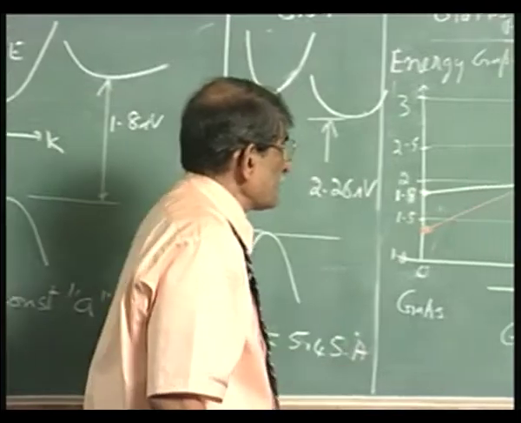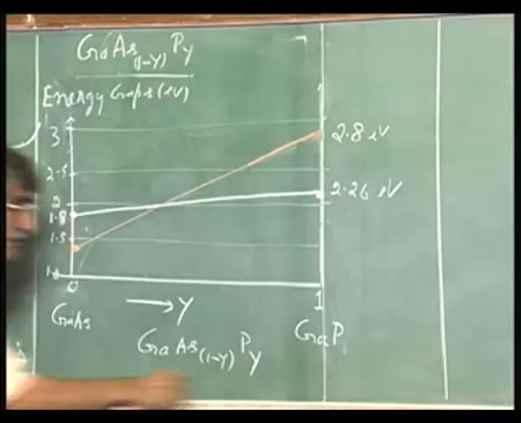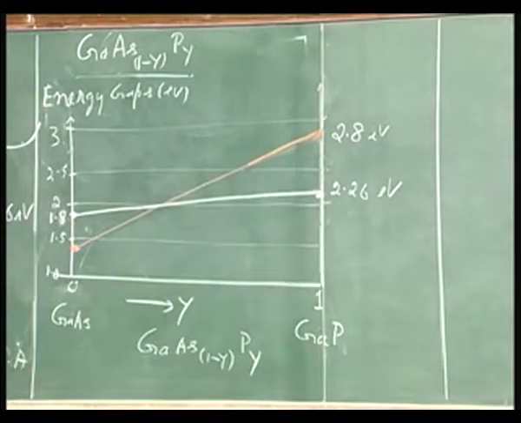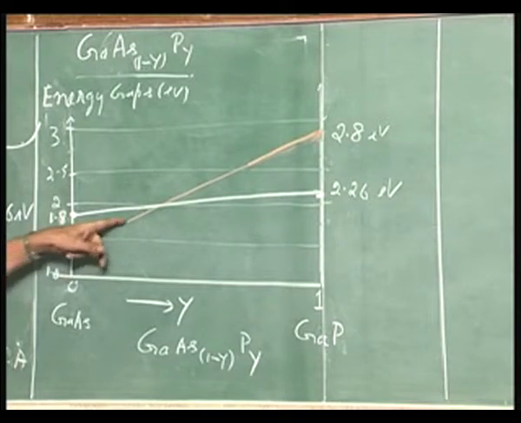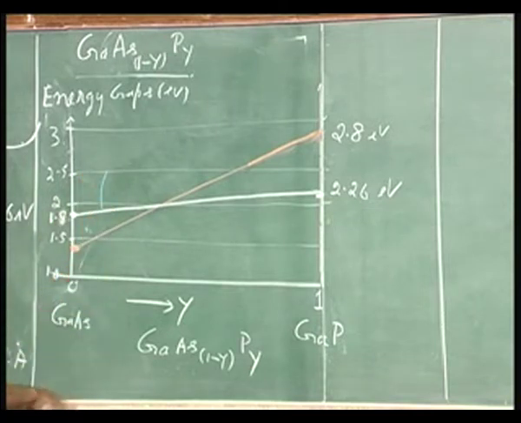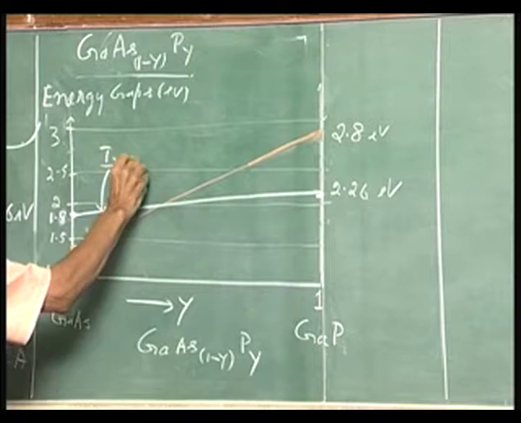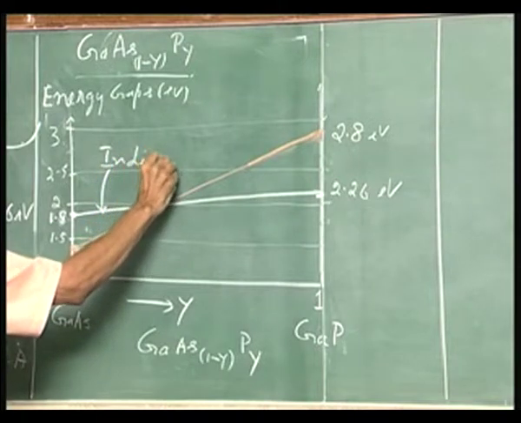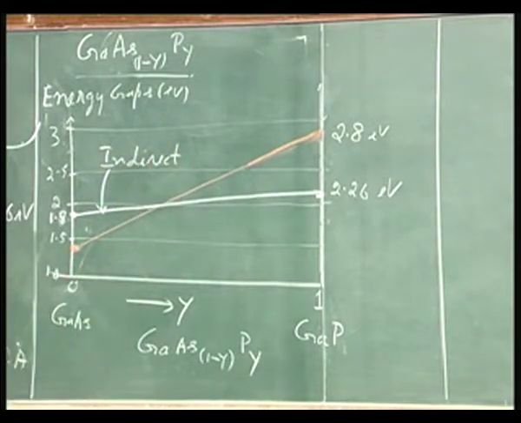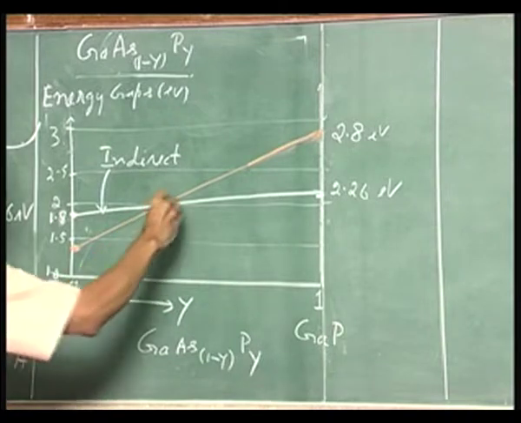But the most interesting part is, if you see this, the combined, which is actually a band gap now. Here the band gap is this one, minimum band gap, direct band gap. If you go here up, this is indirect, that is indirect, and this one is direct.